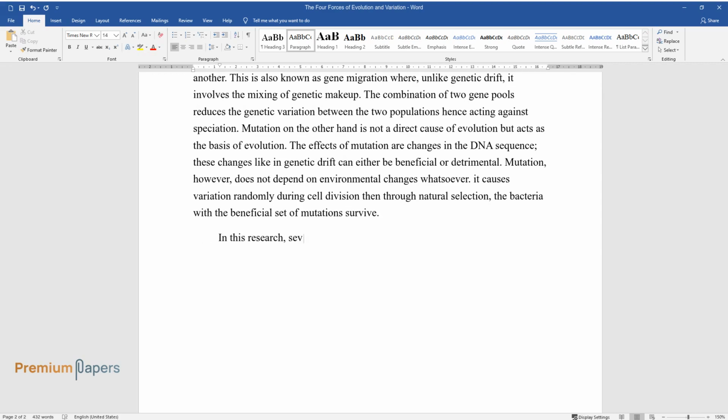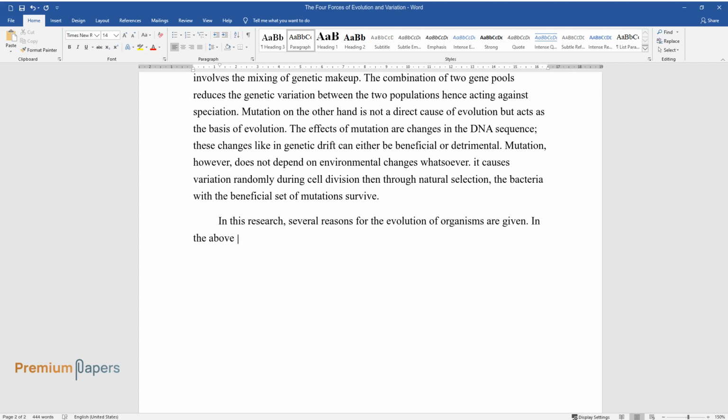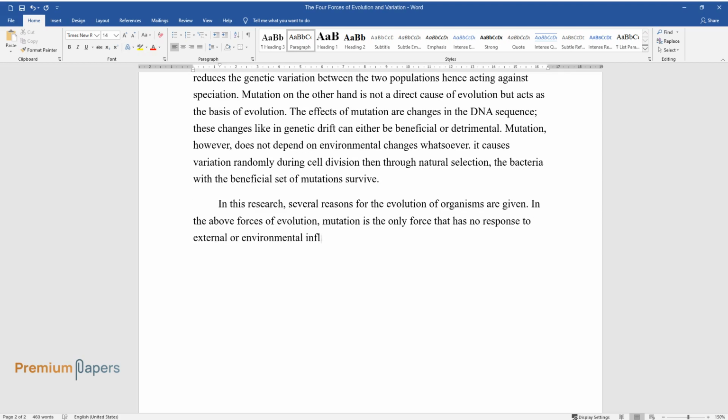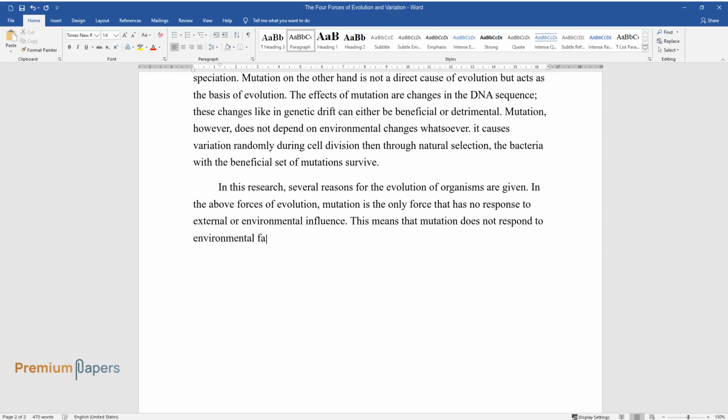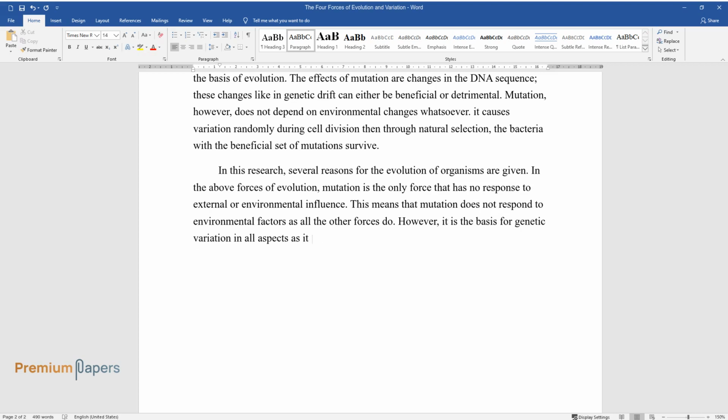In this research, several reasons for the evolution of organisms are given. Of the above forces of evolution, mutation is the only force that has no response to external or environmental influence. This means that mutation does not respond to environmental factors as all the other forces do. However, it is the basis for genetic variation in all aspects as it involves the DNA sequence.